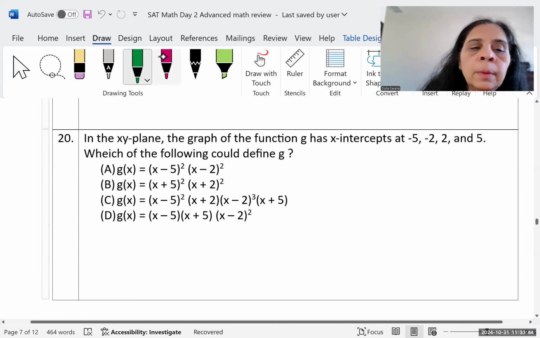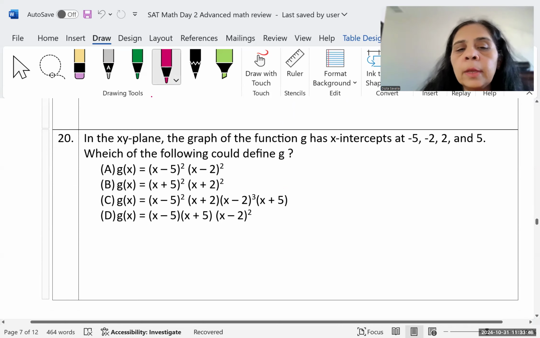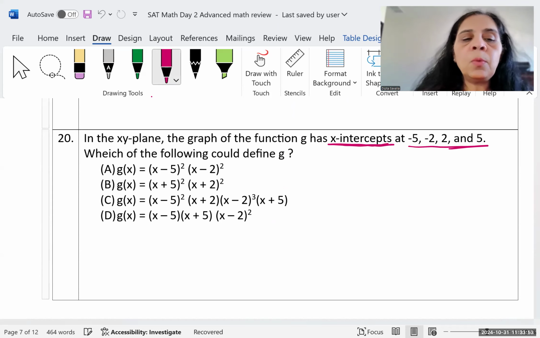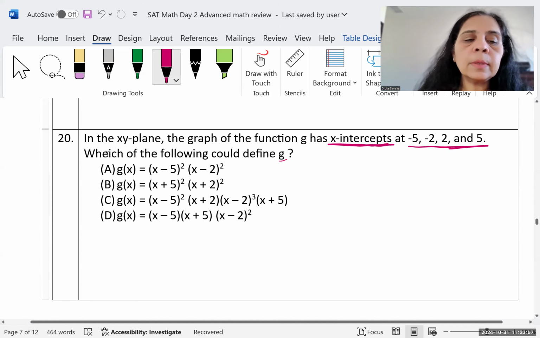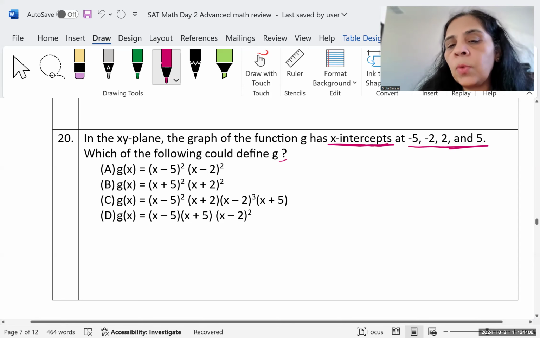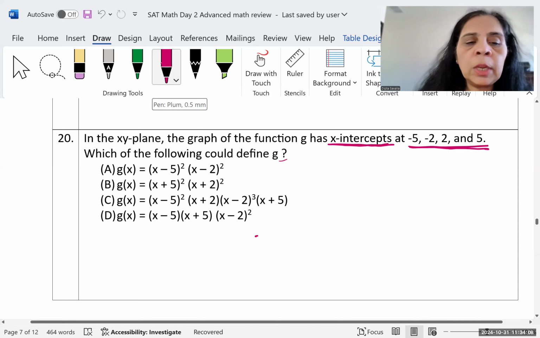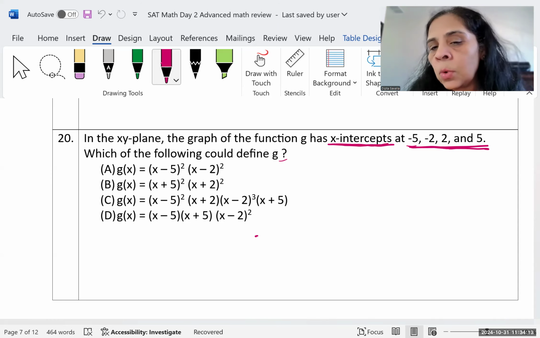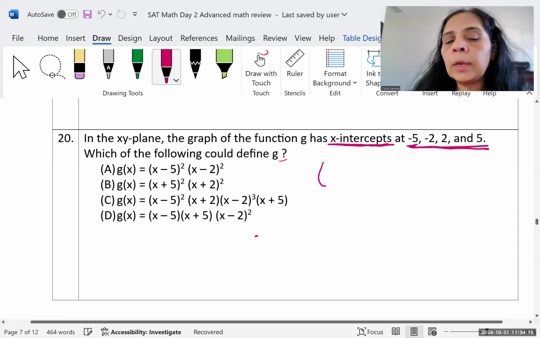All right. Number 20. Next, the graph of the function g has x-intercepts, right? Which of the following could define g? Okay. So here we have 4 x-intercepts, and we need to figure out what the function will be, right? So what we can do is write the factors.